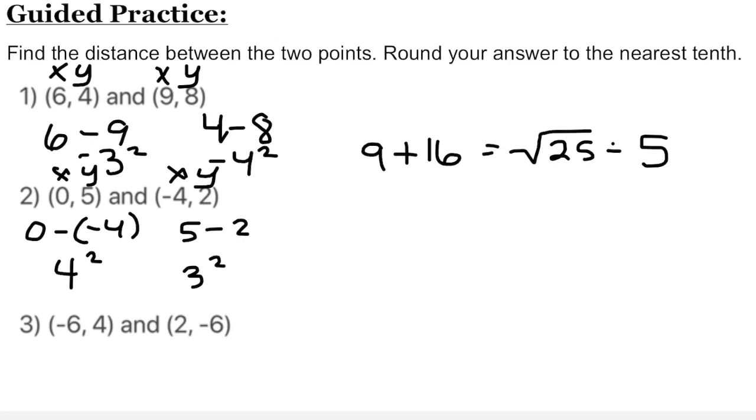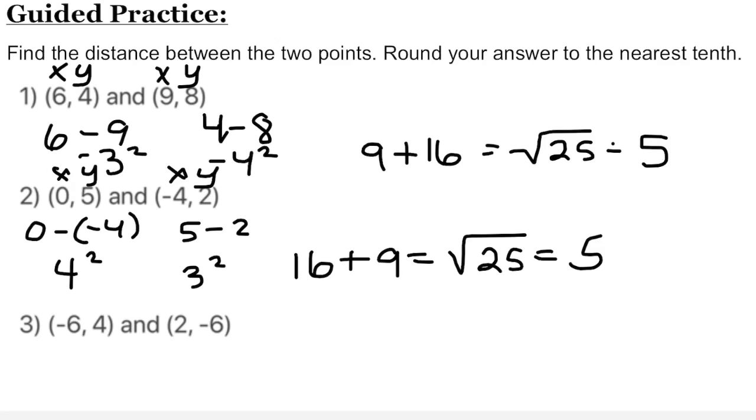So I have literally the exact same problem and answer that I have for number 1. How interesting is that? Didn't notice that, but hopefully you guys did as you were working them out. They are different ordered pairs, so if you did the math incorrectly, you may not have gotten the same exact answer, but it is 16 plus 9, and we are finding the square root of 25, which again is a perfect square root of 5.